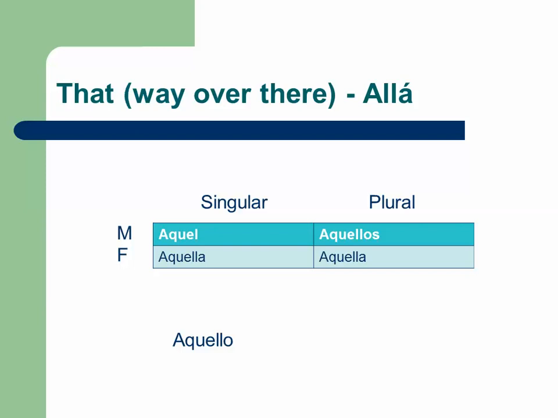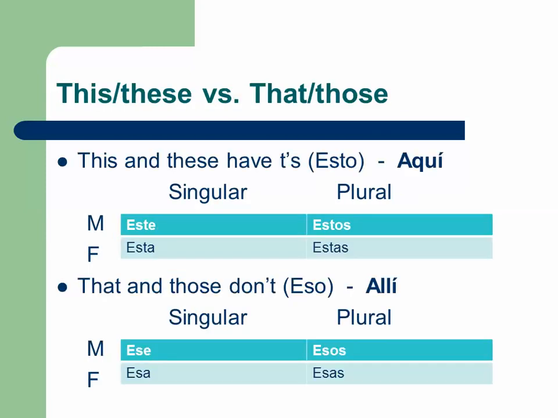And when you don't know what gender the object is, masculine, feminine, singular, plural, or you're just using the word all by itself, you can use the word aquello. So like, what is that thing over there, then you can just say, ¿qué es aquello? Also, the same thing happens with this, that, these, and those. Esto is when you don't know the gender. Eso is when you don't know the gender.